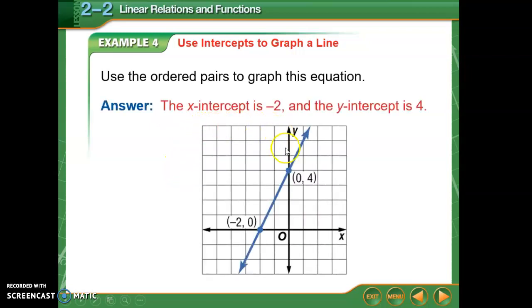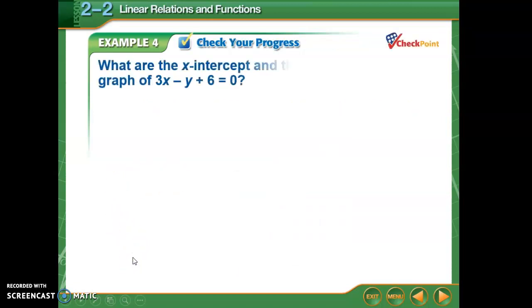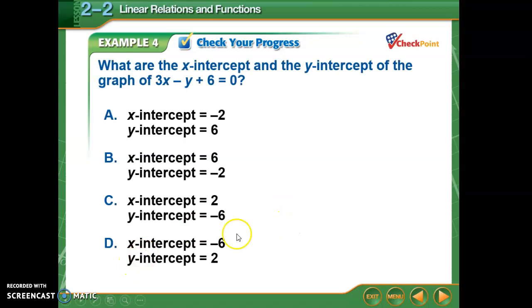So it should look like this. This is your y-intercept, 0, 4. That's your first point. Your x-intercept is negative 2, 0. Your second point. Connect the 2 points. And that is your graph. Alright, check your progress. Try this one.